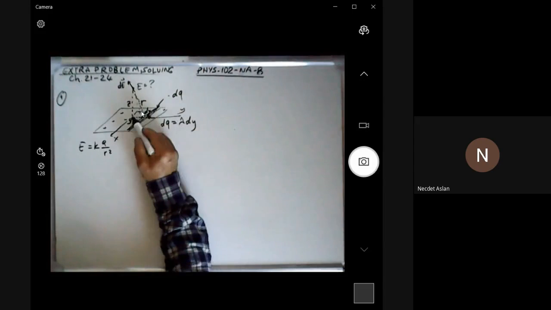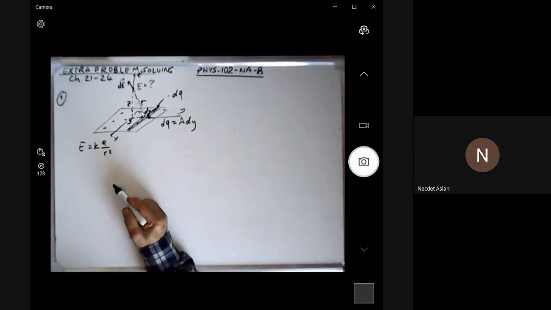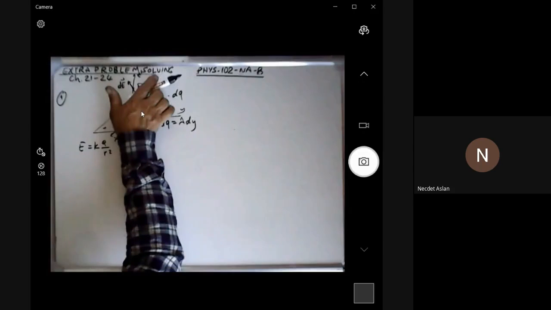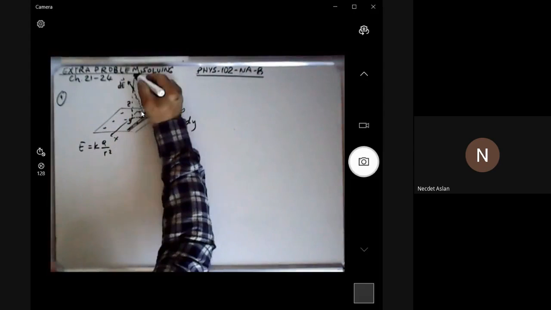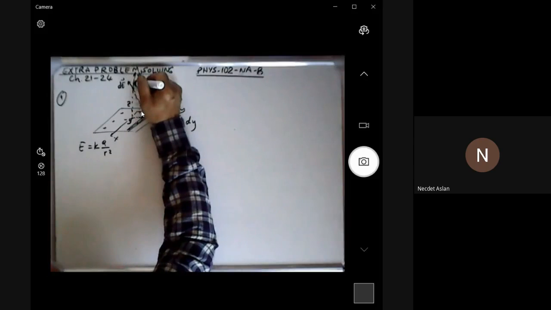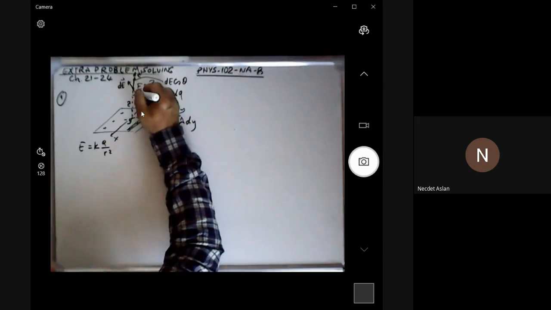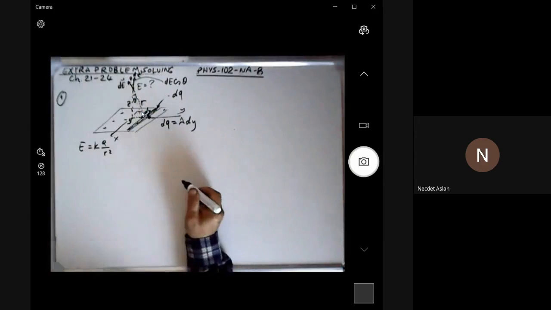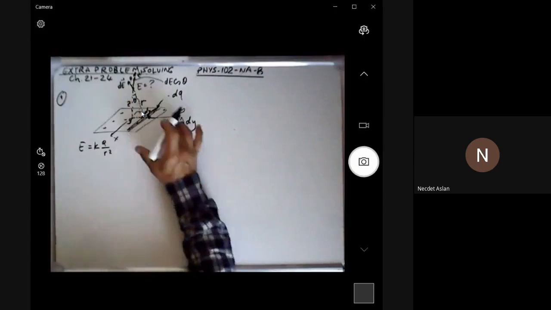But we know that because of the symmetry, by the way, this is x direction, this is y direction, and this is z direction. If you put these stripes to the other side, the electric field will be totally in this direction, so only the projection onto the z-axis will be taken. So we have to consider dE times cosine theta, where this angle is theta there. This is also angle theta. So the perpendicular components will cancel each other due to the symmetry.